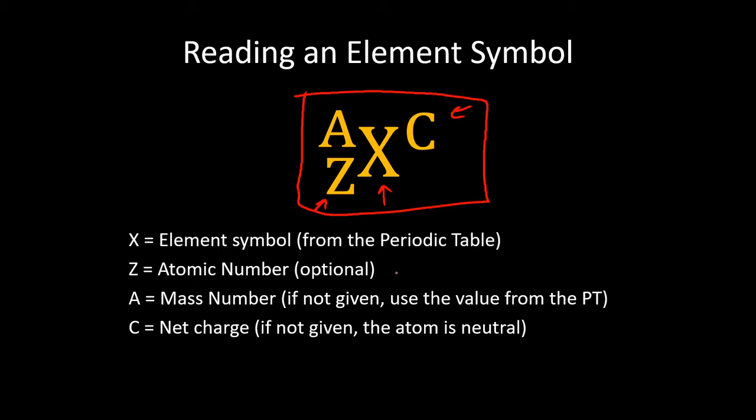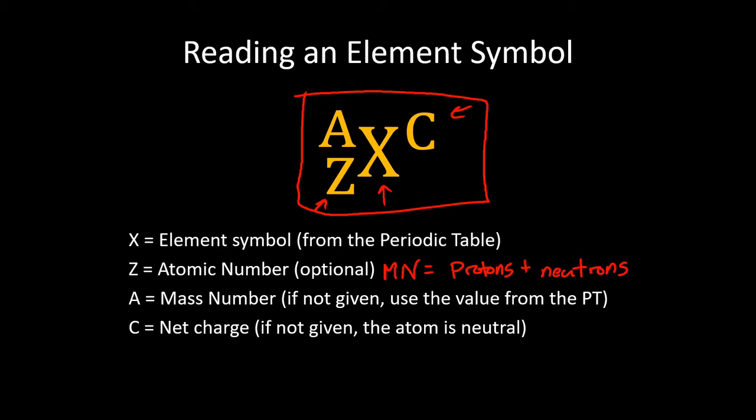This mass number is the number of protons plus the number of neutrons. It's just the protons and the neutrons added together. That's all it is.